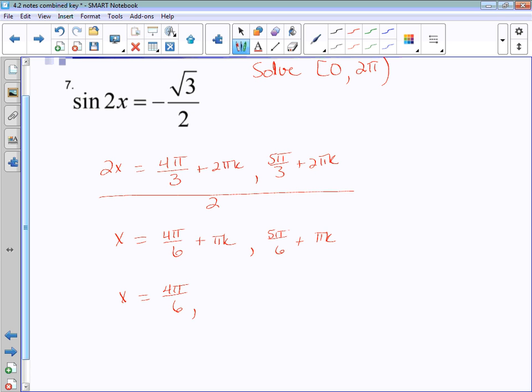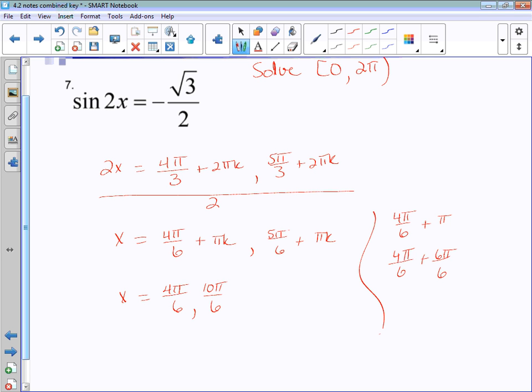Then it tells me to add pi to that. Well, over to the side here, I'll do 4 pi over 6 plus pi. That's 4 pi over 6 plus 6 pi over 6. So 10 pi over 6 is your second one. We just added, because it says plus pi. 4 pi over 6, first answer, then we're adding pi, and then you need a common denominator.